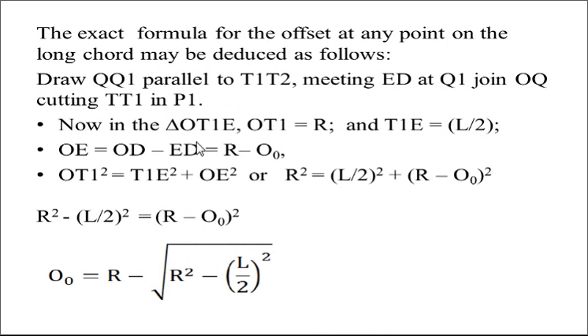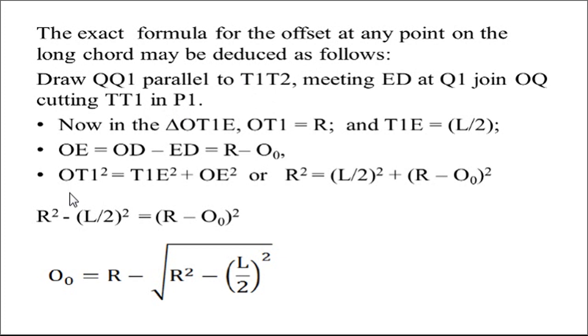The exact formula for the offset at any point on the long chord may be derived as below. Some constructions we have to make. Draw QQ1 parallel to T1T2, meeting ED at Q1, and join OQ, cutting T1T2 at P1. These lines we have to draw.